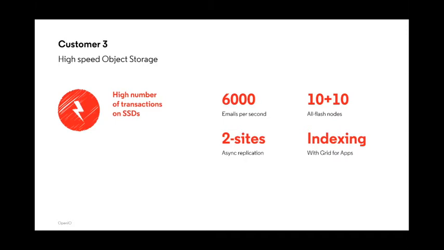And this customer is based in Japan. They are importing something like 6,000 emails per second on the system. It's a small cluster. It's 10 nodes plus 10 nodes in a remote site for disaster recovery. And I think it's a quite impressive number, 6,000 emails per second during the peak, the rush hours. And we do indexing for each single email, so the customer can search everything for legal reasons in this system.